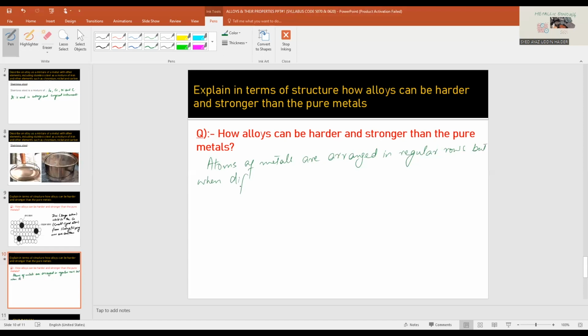But when different sized metals, big sized metal, are mixed together physically. Remember, it's a physical combination, it's not a chemical combination. Chemical combination results in the formation of compounds, not mixtures like alloys.